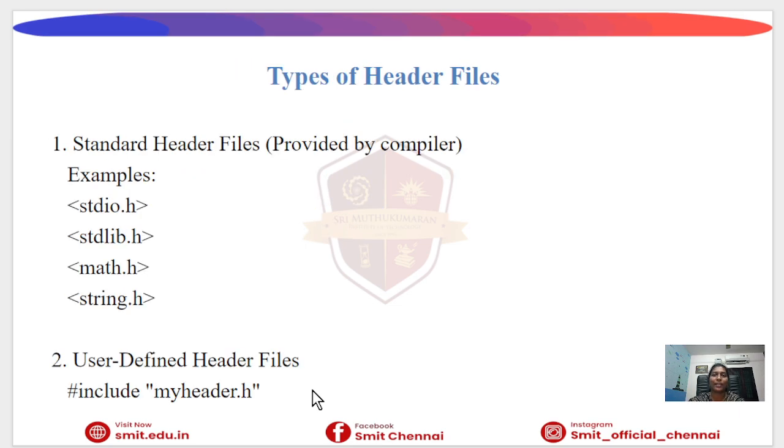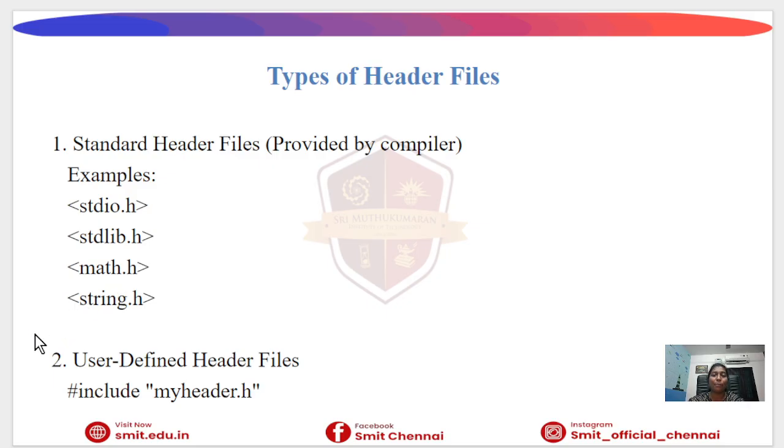Next, what are the types of header files? First one is the standard header file. It is provided by the compiler. For example, stdio.h, standard input output. stdlib.h, where lib means library, for memory allocation. math.h, for mathematical operations. Next one is string.h, for string functions. These are already available. The next one is the user defined header files.